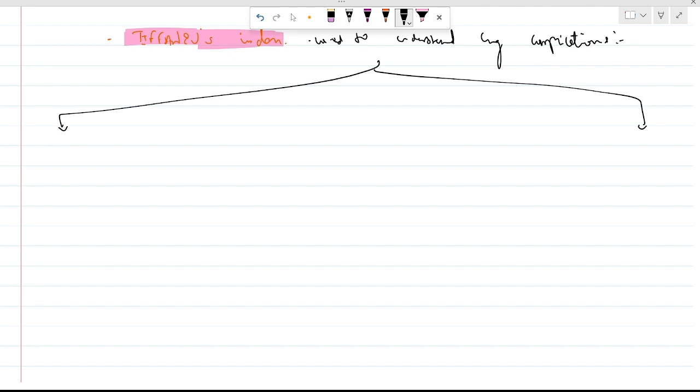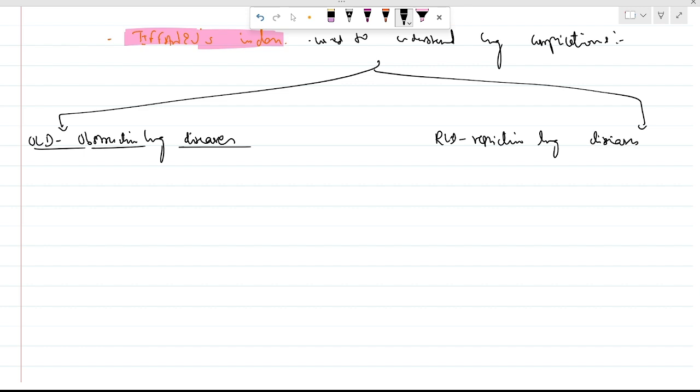First is our OLD, obstructive lung disease. We are going to have a very important discussion here, so listen carefully. And our RLD, restrictive lung disease.